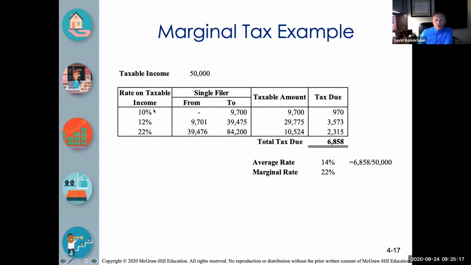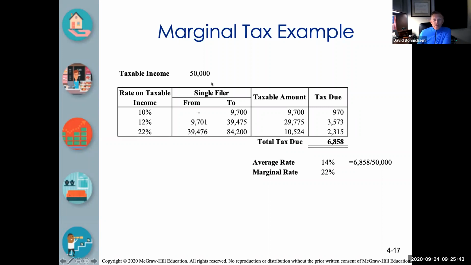The first, we've obviously made more than 9,700, so our taxable amount is $9,700, and the tax that's owed on that $9,700 is $9,700 at the 10% rate. So we owe $970 from that first layer of tax. Now let's move to the second layer.